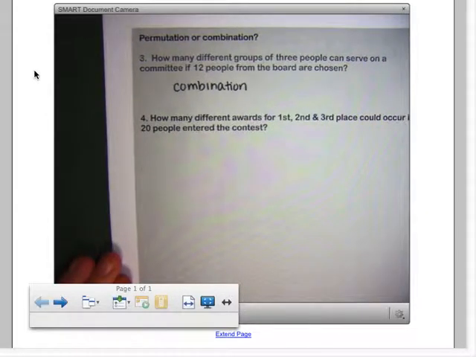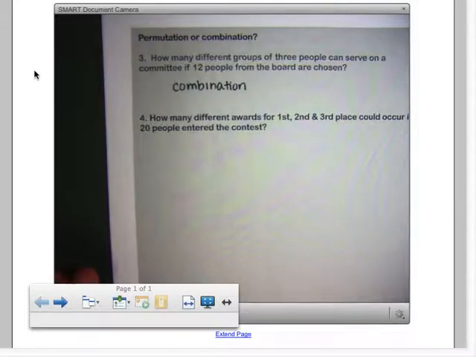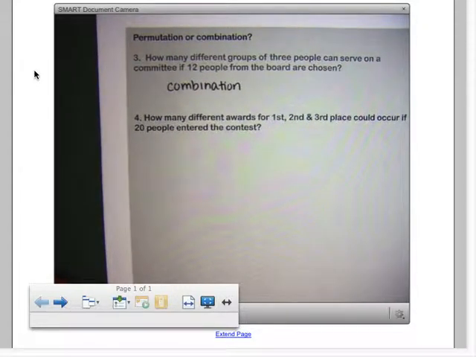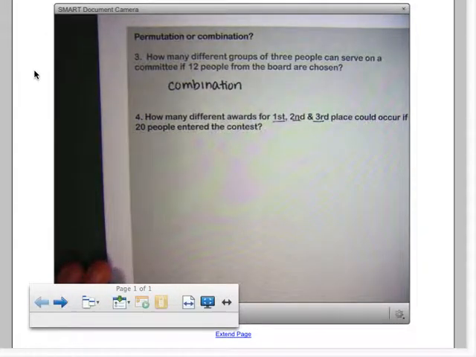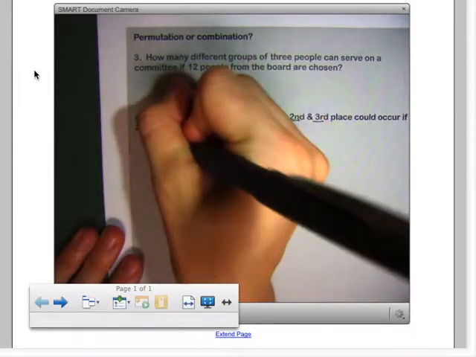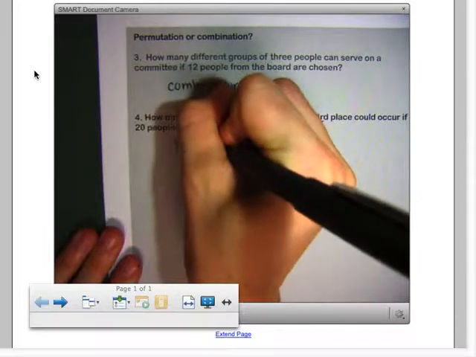Okay, how many different awards for first, second, and third place could occur if 20 people entered the contest? So again, remember permutation, distinct positions, combinations, doesn't matter. So here they tell us there's first, second, and third place. So those are distinct positions. So this one will be a permutation.